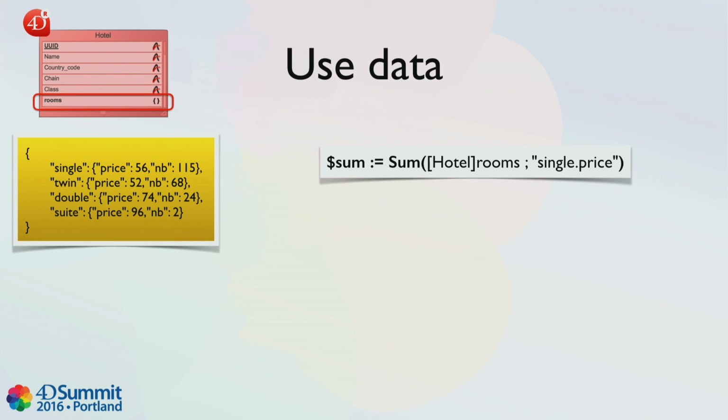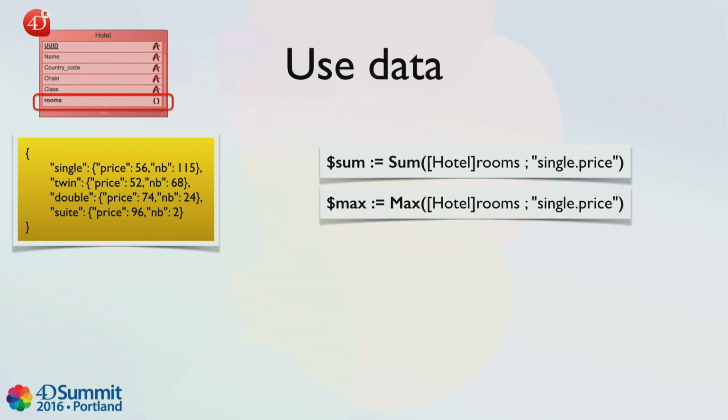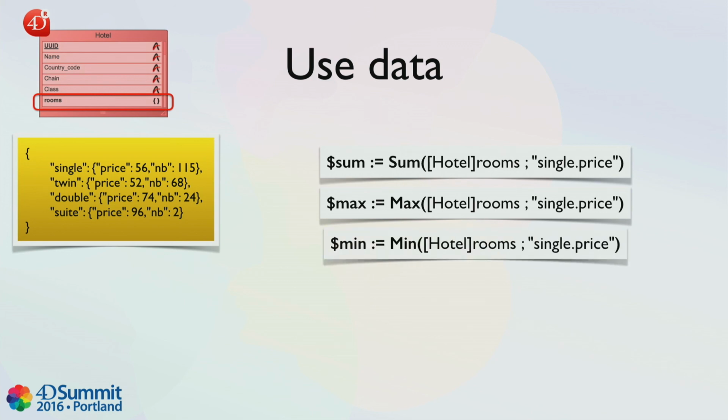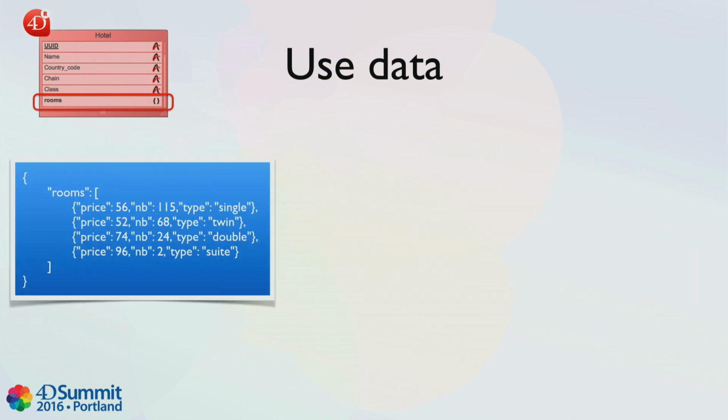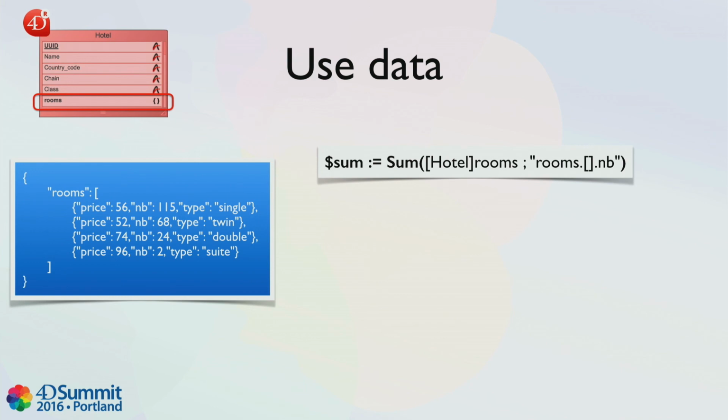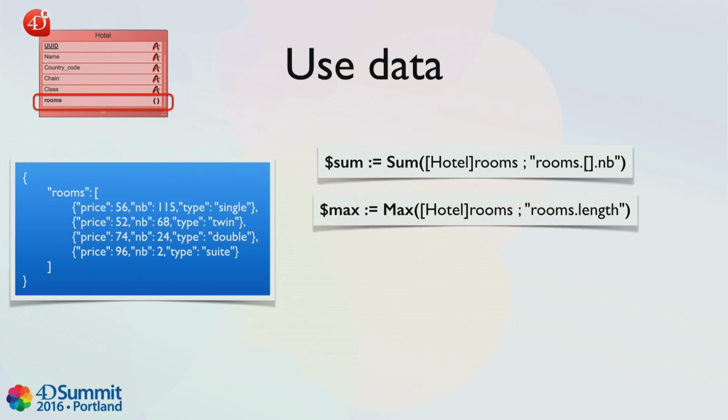Okay, sum is just an enhancement of the commands sum, max, min, average, with, in the second optional parameter, the path. With the blue version, the sum of all the rooms, on the maximum type of room in a hotel. It's possible, like this.